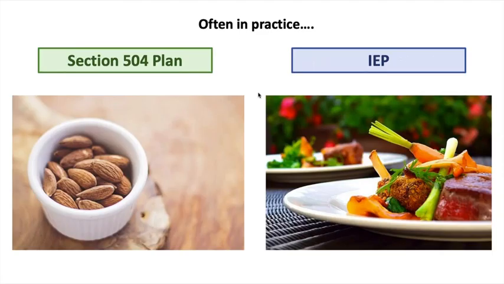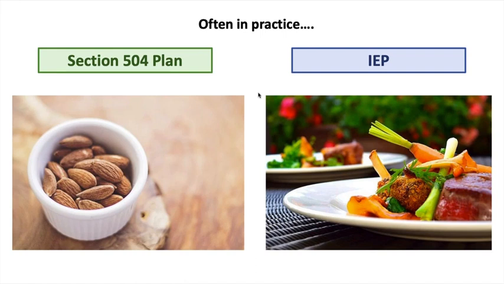So often in practice, the way I look at this is a 504 plan is usually not a very detailed plan. It's kind of like a handful of almonds that sort of tides you over, whereas an IEP is often much more robust. And this is my visual way of thinking about it.